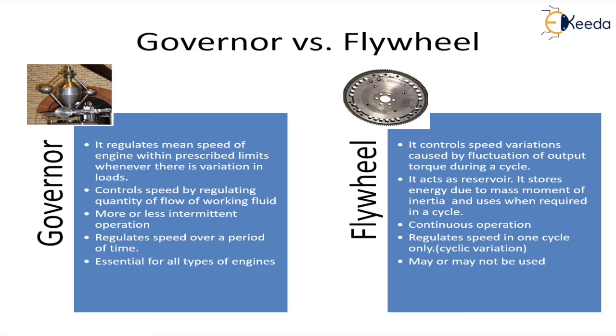Now the basic differences between governor and flywheels are: governors regulate the mean speed, right? We have already discussed, we are regulating the mean speed. Whenever there is variation in load, we are controlling the supply of the working fluid. Now see, the load changes, it is not a continuous process. It may happen sometimes more or less. So this is an intermittent process, not a continuous process, right? But the governor keeps on regulating the speed over a period of time.